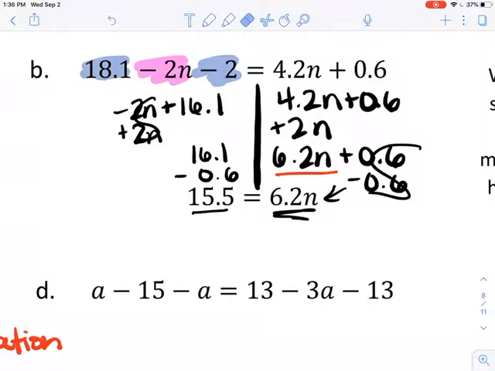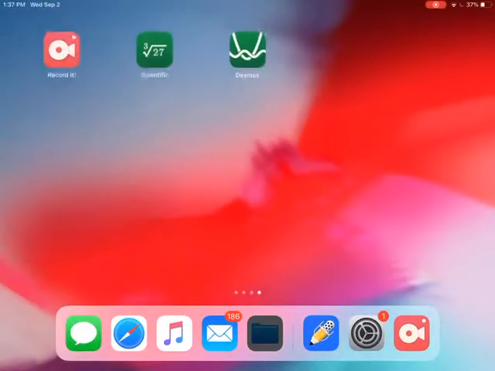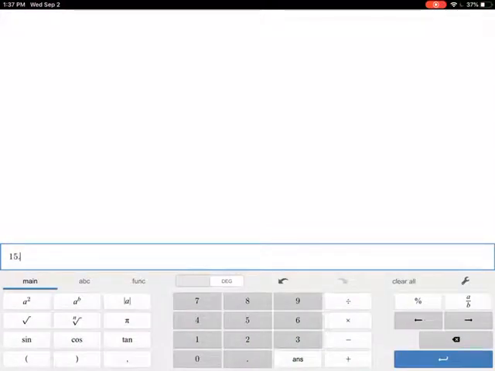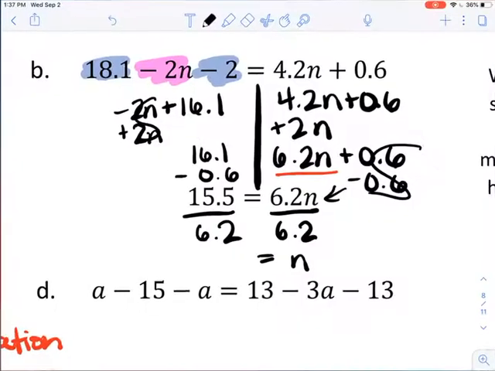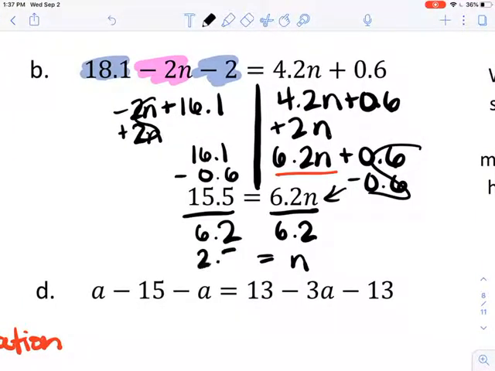And now we have one last step to do, and that is divide. I'll divide by the number next to the n because I want to isolate n. The other side doesn't have an n on it. And I need to find out what 15.5 divided by 6.2 equals. And I don't know that off the top of my head. So let's go over here. This is a nice nifty calculator app that you can use. 15.5 divided by 6.2, I get 2.5. So 2.5 is my answer. And remember, you can always check your work by plugging it into the equation above.